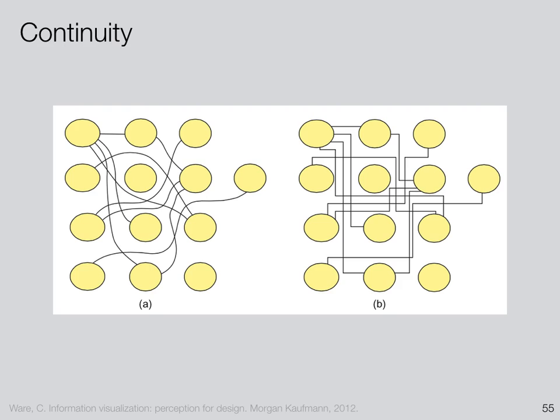The smooth, continuous curves on the left are for us easier to perceive than these abrupt changes in direction on the right. So it's much easier for us to spot which elements are connected on the left than to really follow these edgy connections on the right.